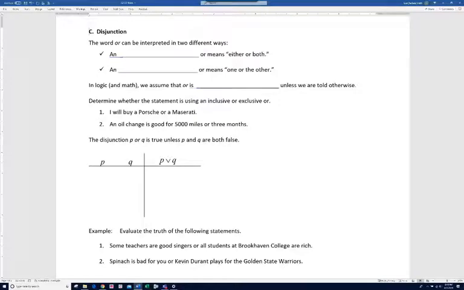Disjunction. The word "or" can be interpreted in two different ways. An inclusive or means either or both. An exclusive or means one or the other. So in our use of the English language, we will sometimes use one or the other, but in mathematics and in logic, we're going to be using the inclusive or, unless we're told otherwise.